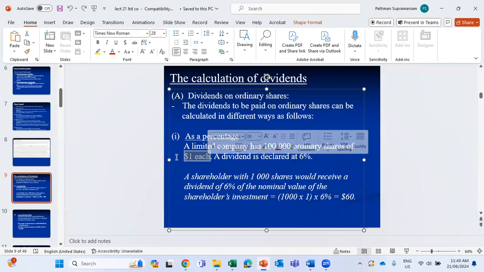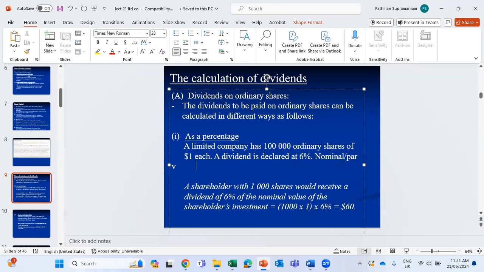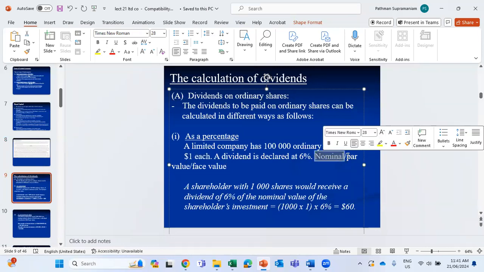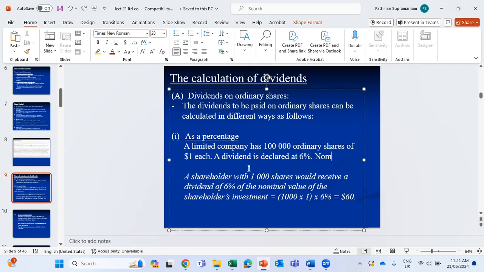You will see this phrase all the time, shares of. This $1 need not be $1, but normally they'll put the word of. This is called a nominal or par value. The older questions used to call it face value. Either one of these three words: nominal, par, face.